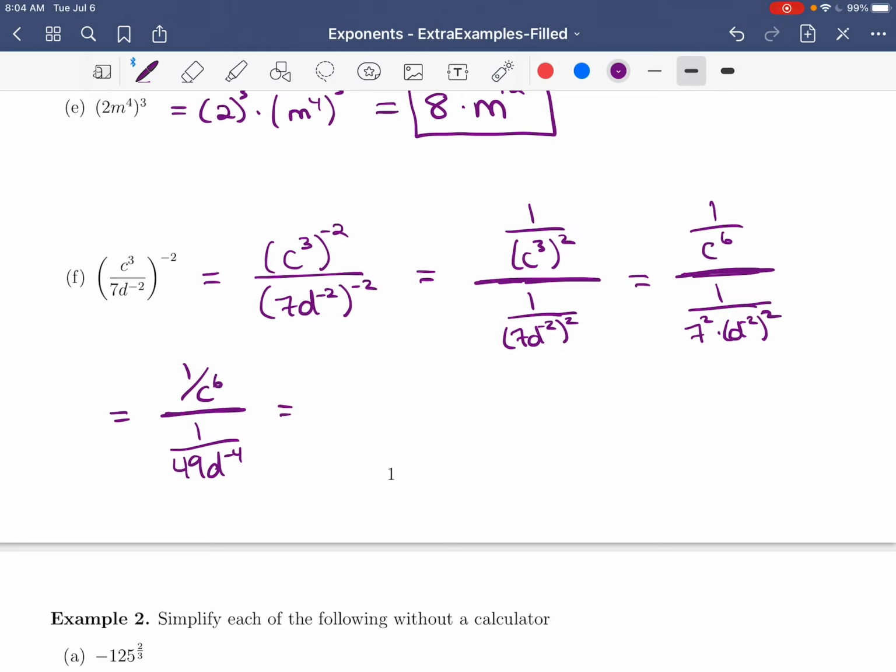So I have a fraction over a fraction, so I want to flip the bottom one and multiply instead. So 49d to the minus 4 is now on the top, and that's all over 1. And then when I multiply, I get 49d to the minus 4 over c to the 6.